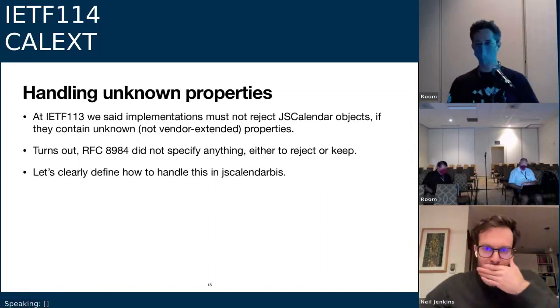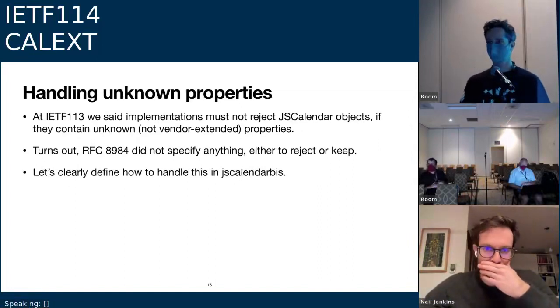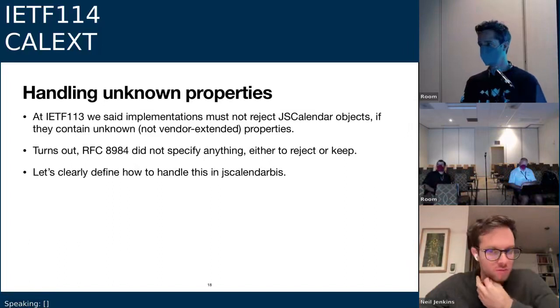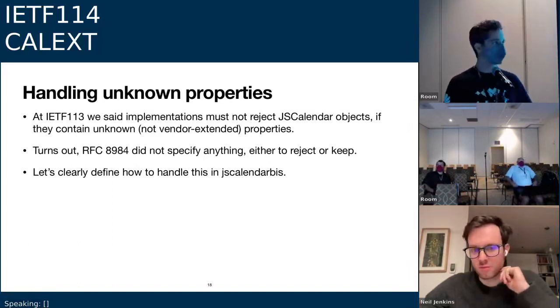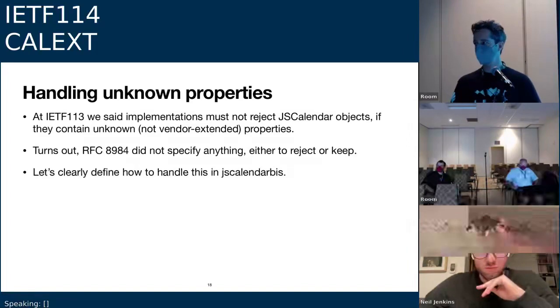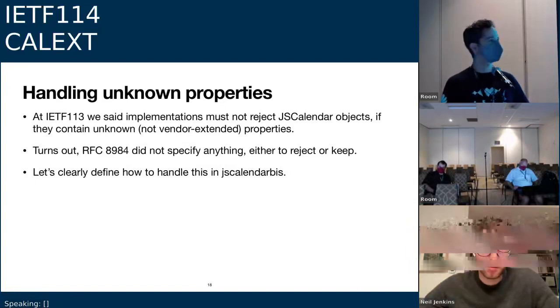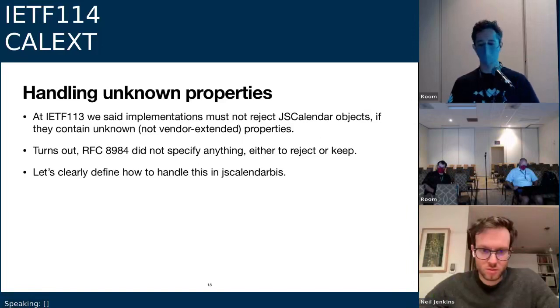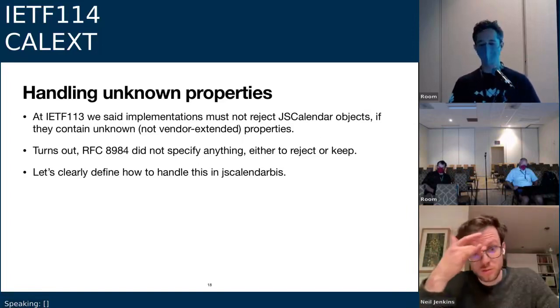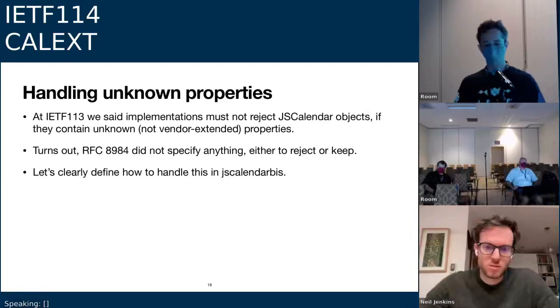Last point, at last IETF, we were saying that unknown properties should be preserved so that unknown properties in JS Calendar should not lead to clients invalidating the JS Calendar data. That was mainly because we were saying, okay, maybe some implementations will not keep up with all the extensions. So currently they would reject legit JS Calendar data. It turns out that we specified neither in the existing JS Calendar RFC, so we are free to do whatever we want. There are two ways to deal with that.